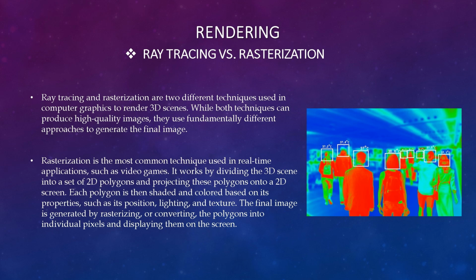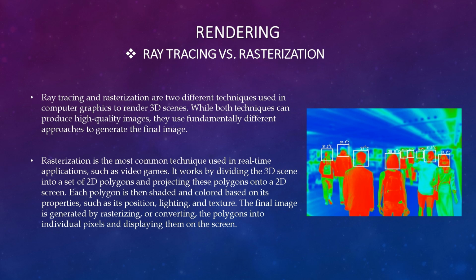Ray tracing and rasterization are two different techniques used in computer graphics to render 3D scenes. While both techniques can produce high-quality images, they use fundamentally different approaches to generate the final image.